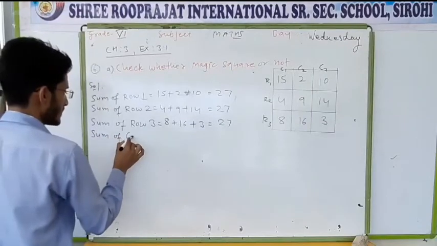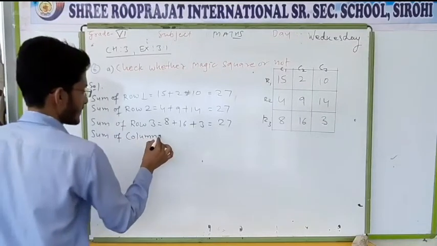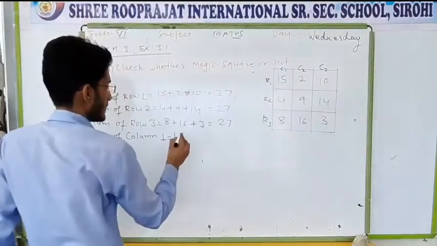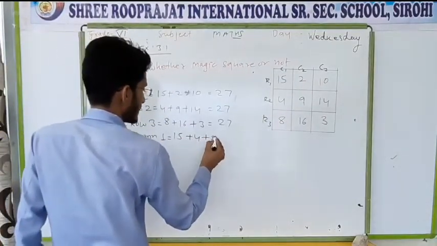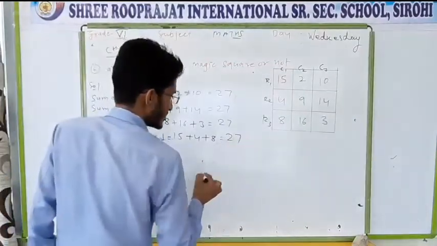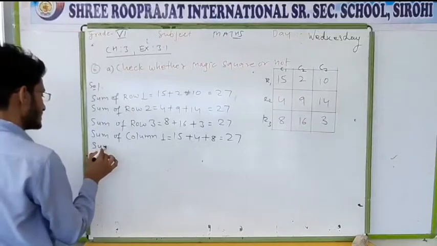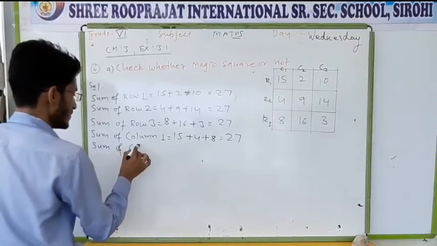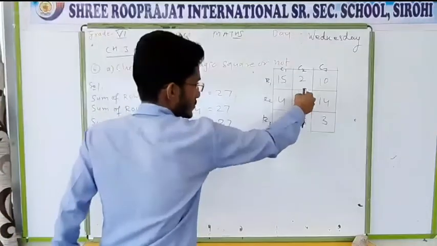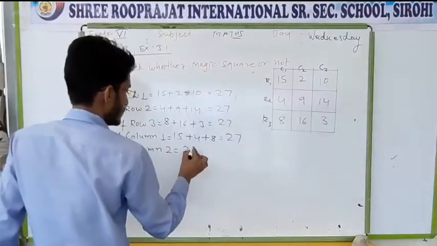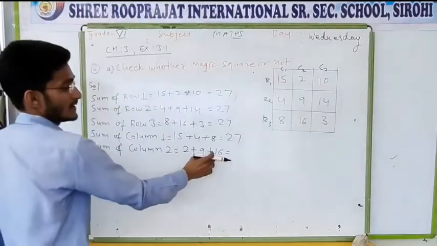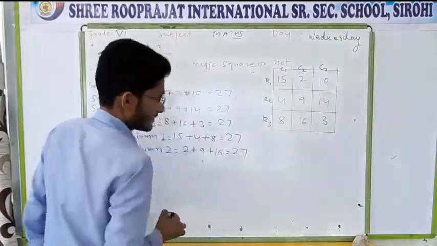So sum of column 1. Column number 1 is this one: 15 plus 4 plus 8. 15 plus 4 is 19, 19 plus 8 is 27. Still we are getting 27, same as before. Next one, the sum of column 2. Column number 2 is 2, 9 and 16. 2 plus 9 plus 16. 2 and 9 is 11, 11 and 16 is 27.